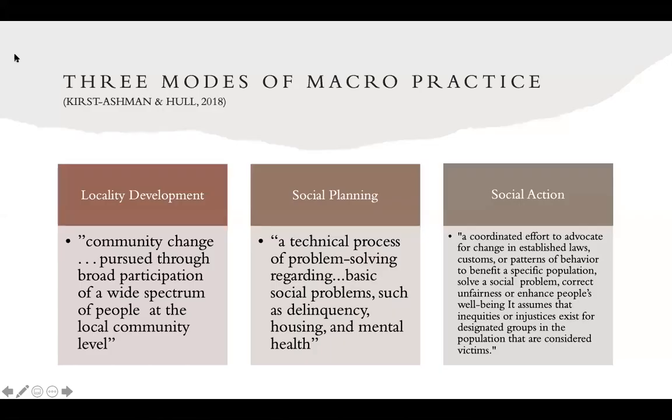The three models of macro social work practice that we have studied in the lectures and in the reading are locality development, social planning, and social action. The book, Kirst, Ashman, and Hull, defines locality development as community change pursued through broad participation of a wide spectrum of people at the local community level.